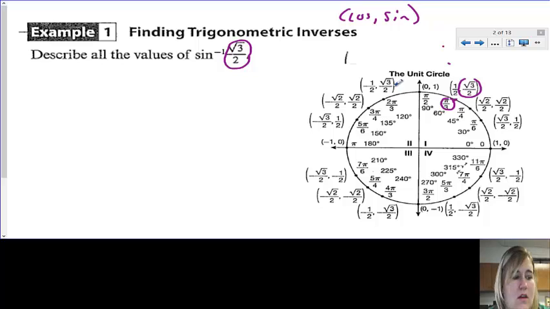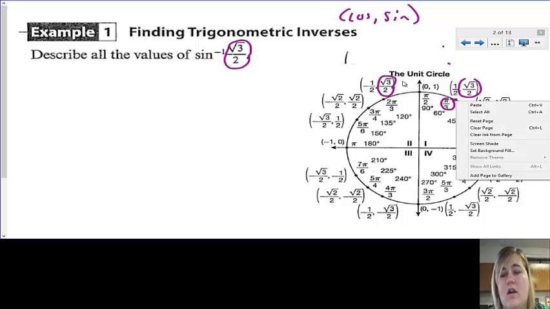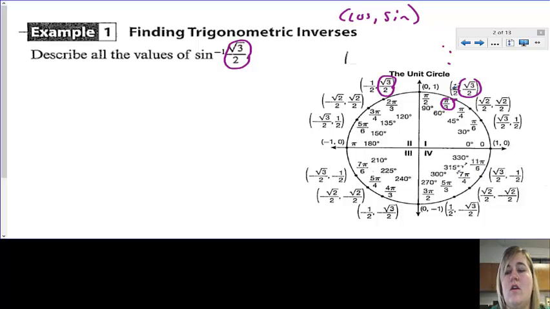We have another one here at 2 pi over 3, and as we continue around, these are negatives, so those don't work. So my angle measures where inverse sine is radical 3 over 2 are going to be pi over 3 and 2 pi over 3. So all you have to do is refer to your unit circle to help you figure these out.